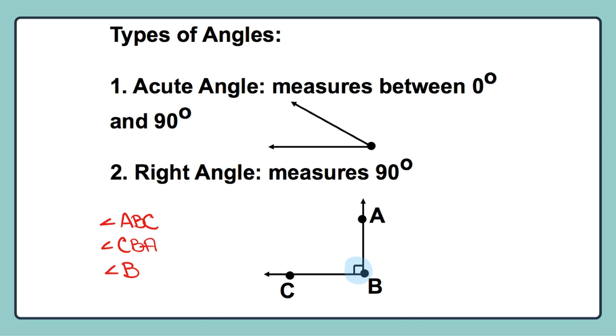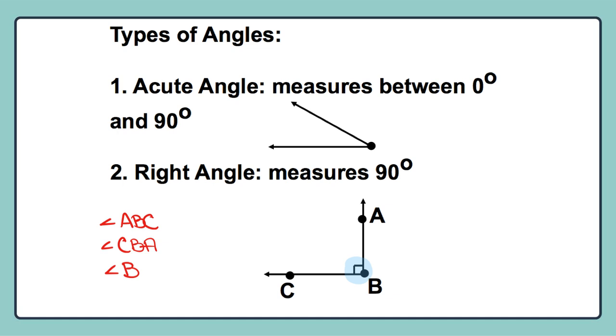Because the vertex is the B. The vertex has to be the same in both. Yeah, the vertex has to be the middle letter. And if it's an angle by itself, I can just call it by its vertex.